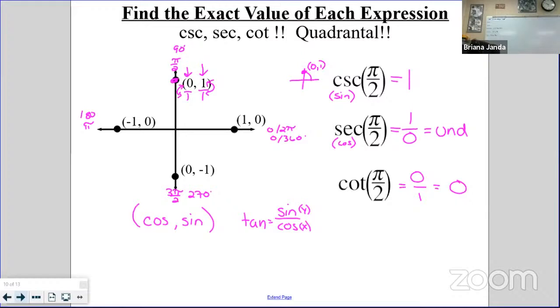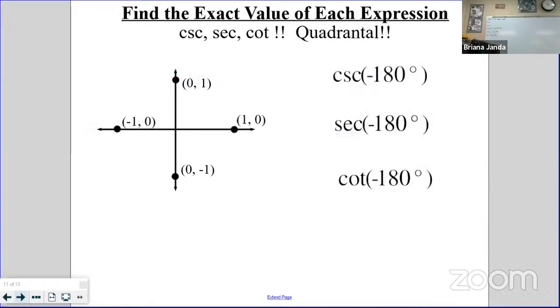Question. Okay, there's your reciprocals on an axis. You just have to figure out which axis. Remember that it goes cosine comma sine, and tangent is sine over cosine. Simplify correctly. You try one on your own. Number 3 on your own.